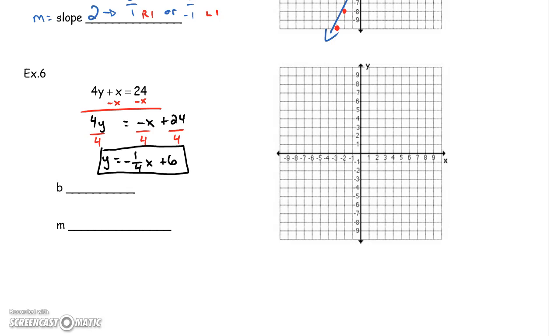Make sure you get your slope, y-intercept, and graph your point. If you haven't done it already, finish the problem. Unpause it when you're done.